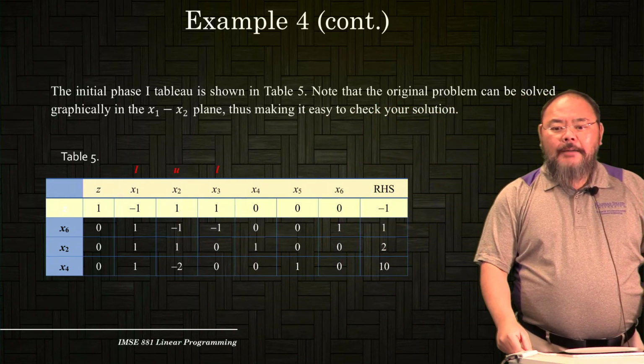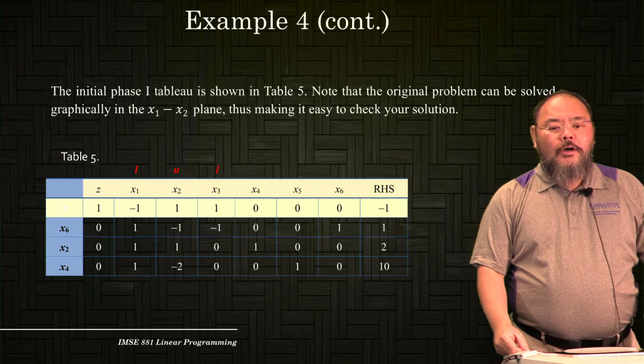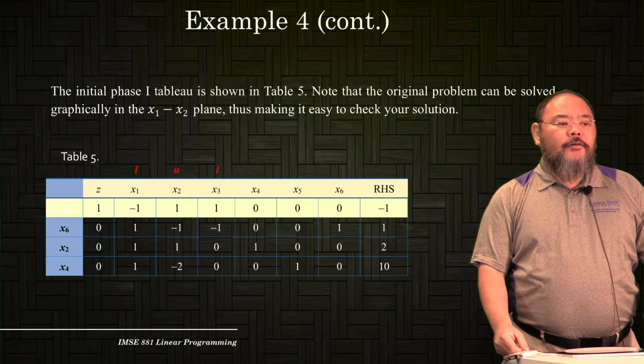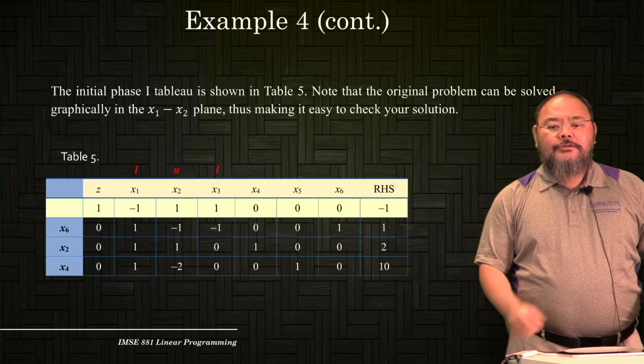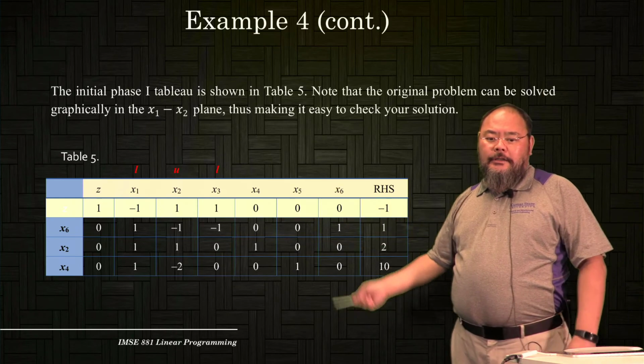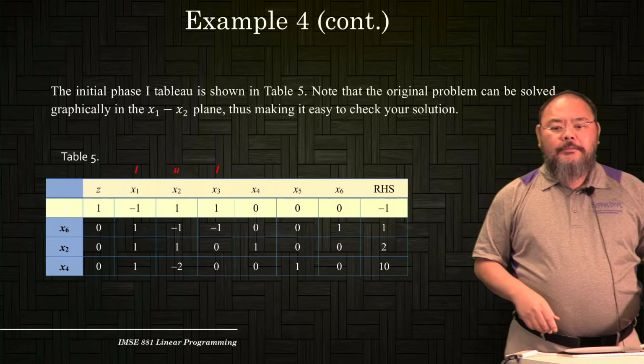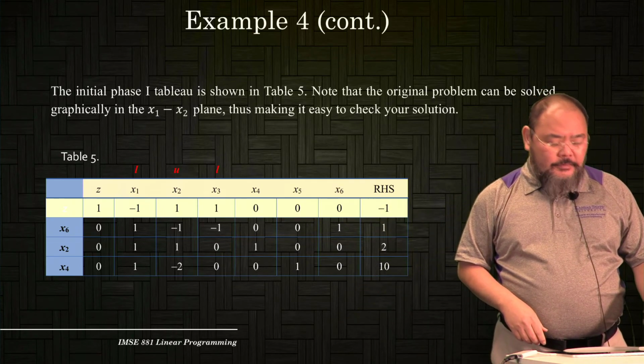So I'm going to stop this part of example 4. It just illustrates how to find an initial feasible solution to begin with and start a tableau. Then we can continue using the bounded variable revised simplex method.